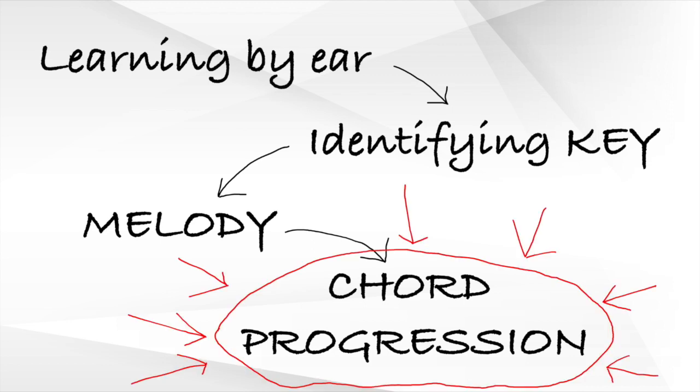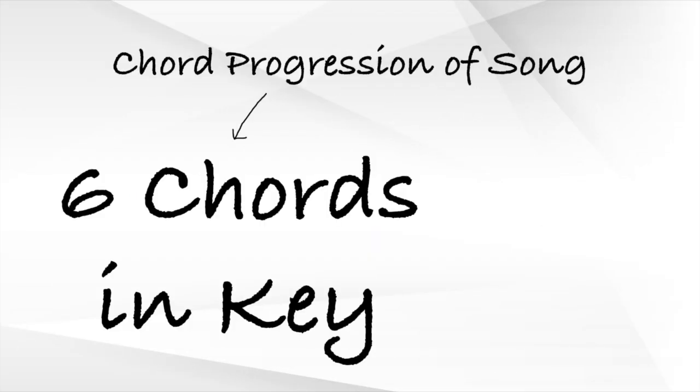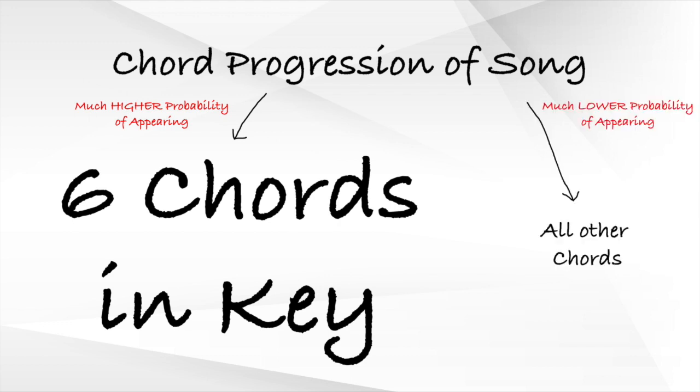chord progressions, and then 3 methods we can use to guess chords, starting from the easiest to the hardest but most effective. The very first thing we need to know is that in any song, there are 6 chords that have a much higher probability of appearing than any other chords. In other words, if you're trying to figure out the chord for a particular bar or measure, there's a high chance that it is one of these 6 chords.